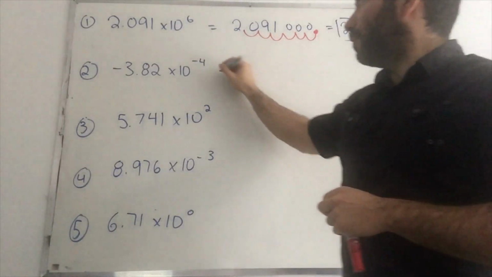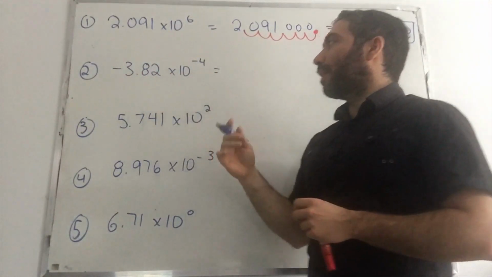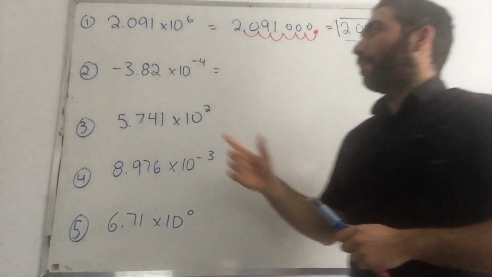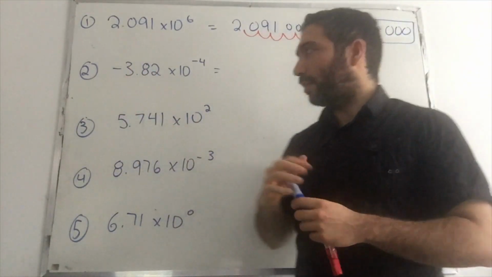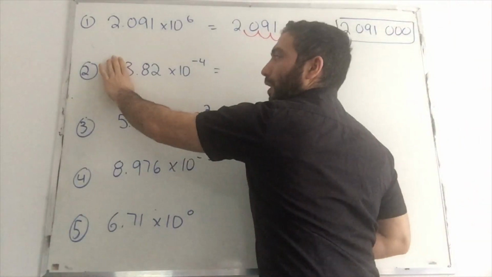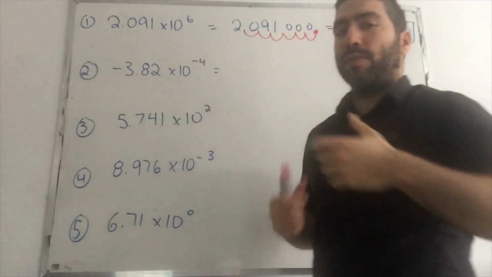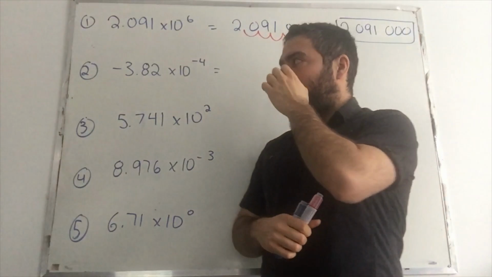Let's look at example 2. We have negative 3.82 times 10 to the negative 4. We could have negative numbers, that's fine. That doesn't bother us. But if we look at just the actual number, 3.82, is that between 1 and 9.99? Yes. So we're happy.